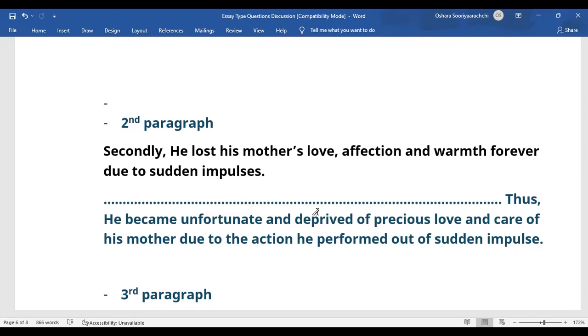And on the other hand, the narrator too suffers because he's going to lose his mother's love and affection and warmth forever, because he's telling that he's no more coming home. Right. So after proving the things with the quotations, at the end of that paragraph also I have written, thus he became unfortunate and deprived of precious love and care of his mother due to the action he performed out of sudden impulse. So again I have related to the question.